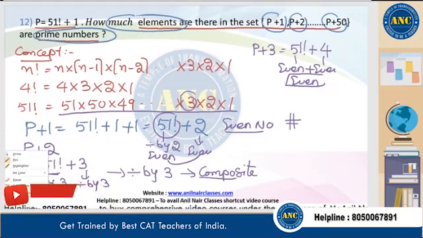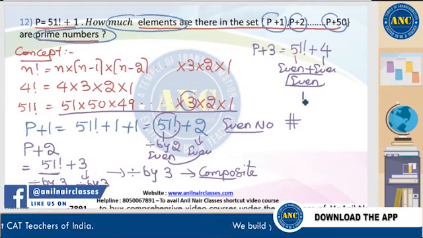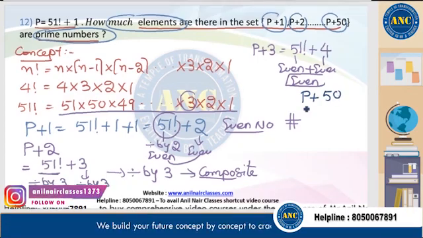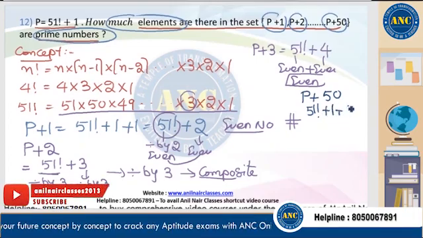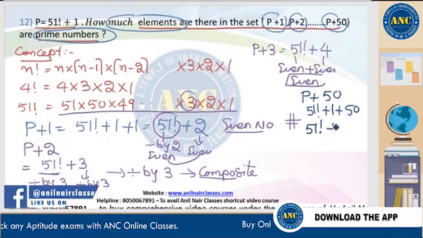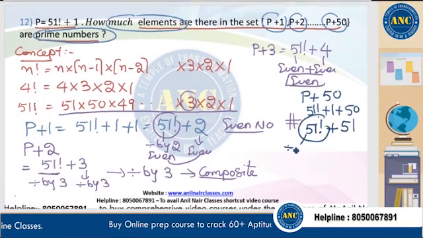Now if I continue this discussion till P plus 50, P is 51 factorial plus 1 plus 50, which is 51 factorial plus 51. 51 factorial is divisible by 3.